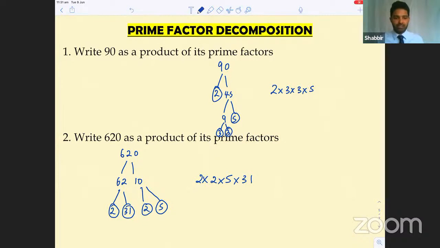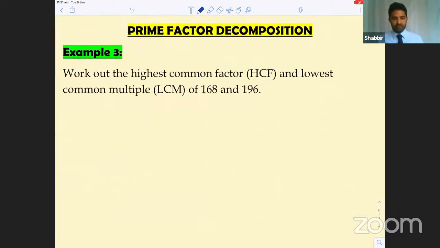And I'm back. Apologies for the internet connection. So we're going to move on to now using this to work out the highest common factor and lowest common multiple for a number. Okay, now let me just quickly explain what the highest common factor of two numbers is.